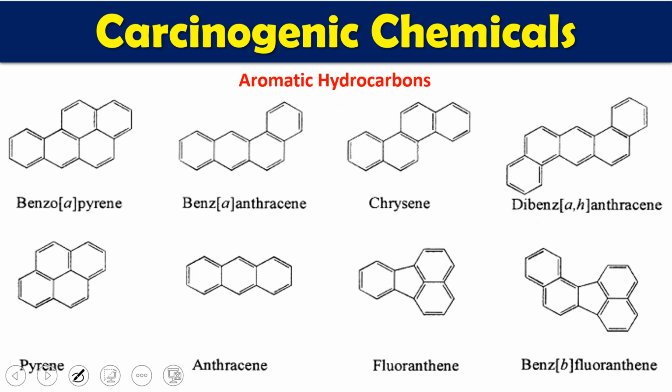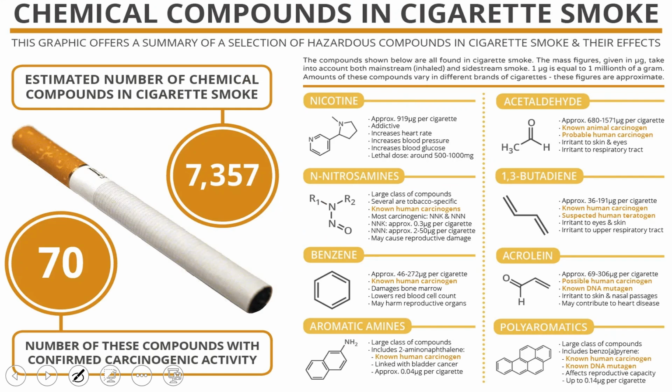The second most important chemicals which are going to cause cancers are the aromatic hydrocarbons. Some of the important aromatic hydrocarbons are benzopyrenes, benzanthracenes, chrysenes, dibenzanthracenes, anthracenes, pyrenes. These are all cyclic hydrocarbons, and if you see them, all of these structures are planar structures. Planar structure means it is normally a two-dimensional structure. It is going to bind with the DNA and distort the DNA.